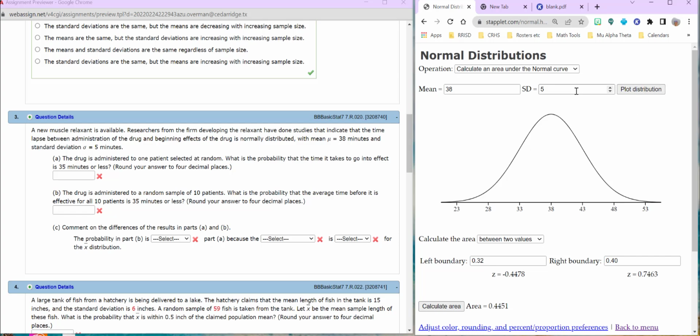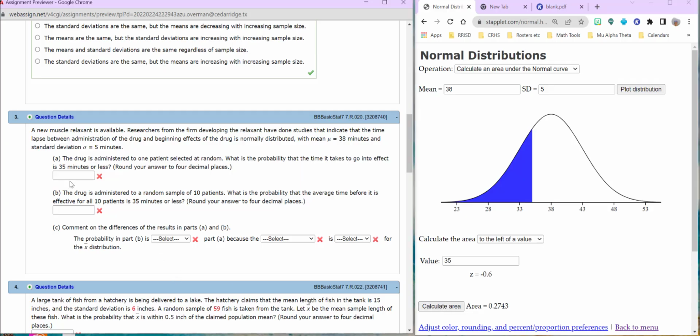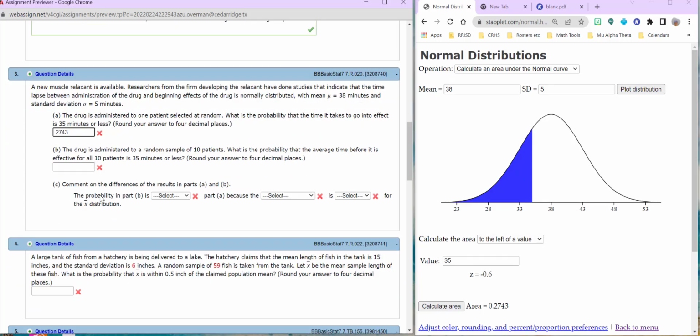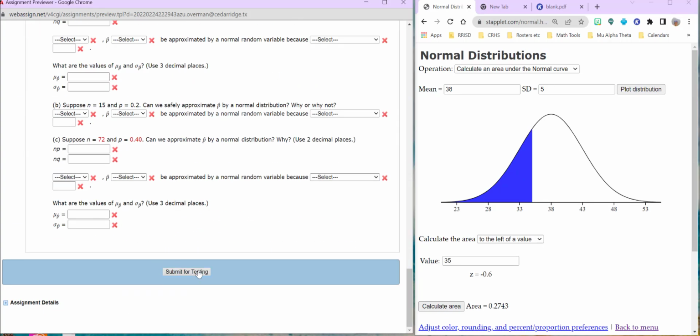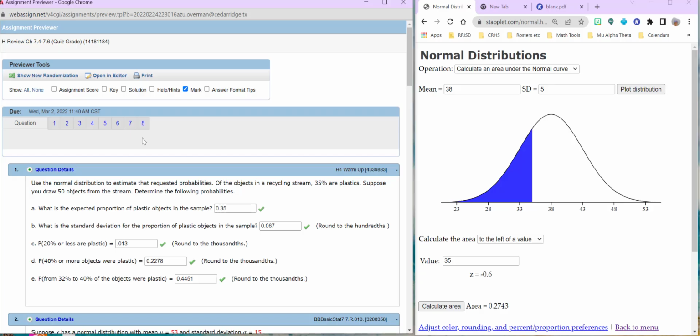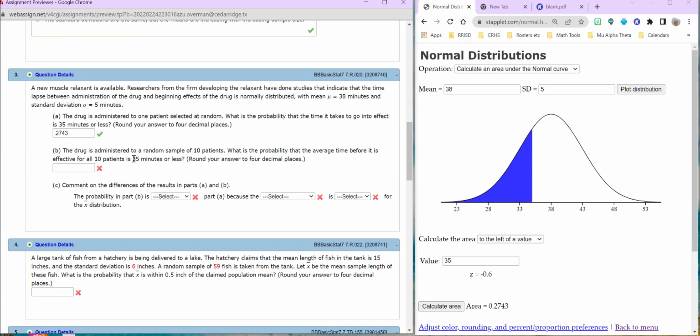All right, we'll plot the distribution, and we want to know for one person. So if it's just one person, we keep the same standard deviation. What is the probability it's 35 minutes or less? So that would be to the left of 35. Calculate area, and I'm getting 0.2743. All right, we'll go ahead and submit. Voila.